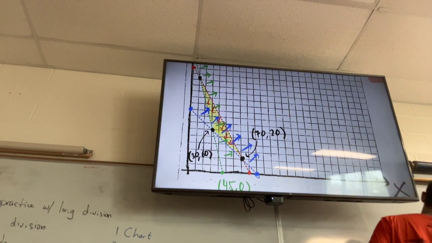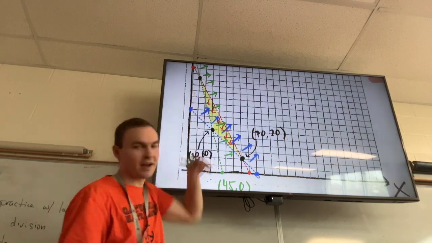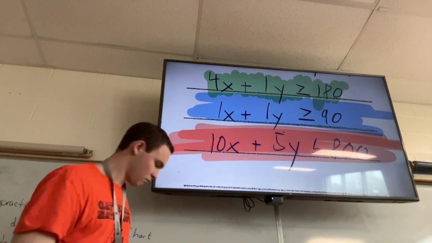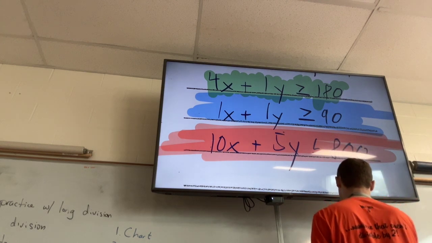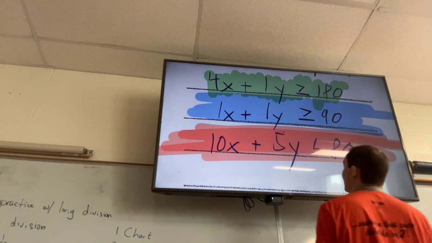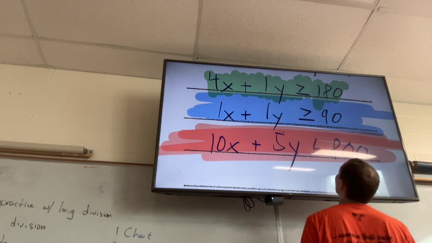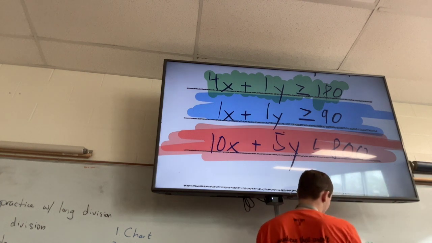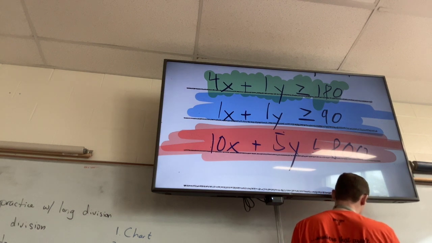Okay, now to get that third point, we're going to find the intersection of the green and red. And so 4x plus y is greater than or equal to 180. And 10x plus 5y is less than or equal to 800. Okay, let's solve this by elimination again. Sorry, let me make these equal signs.